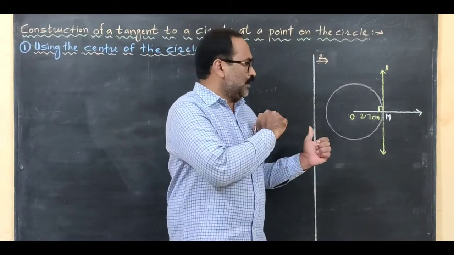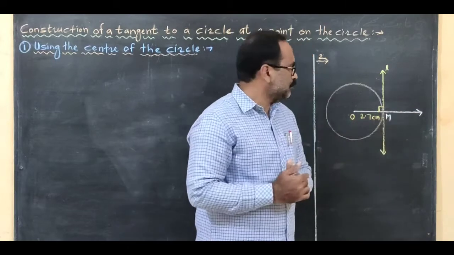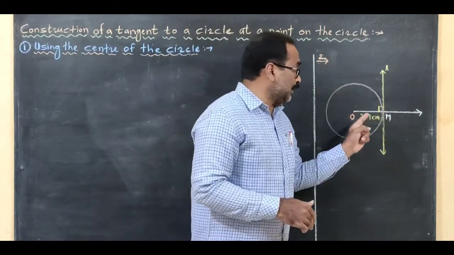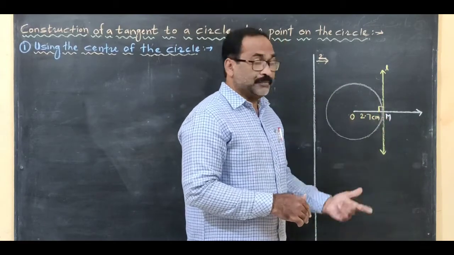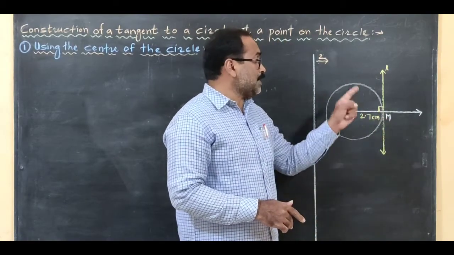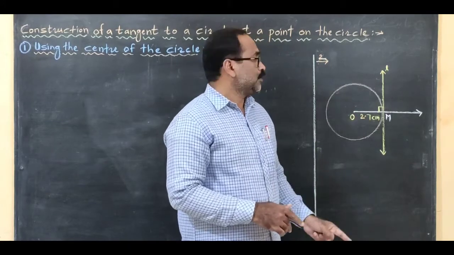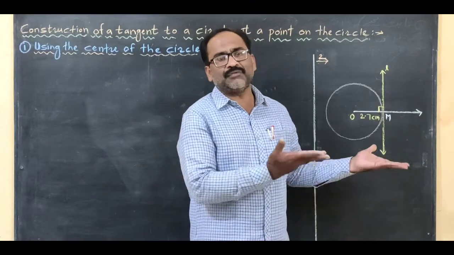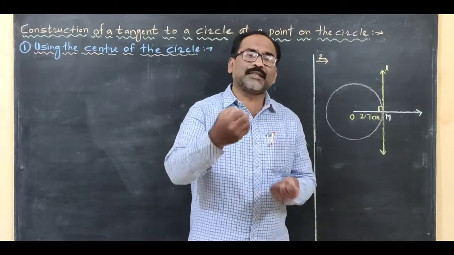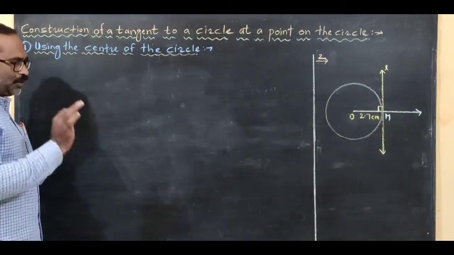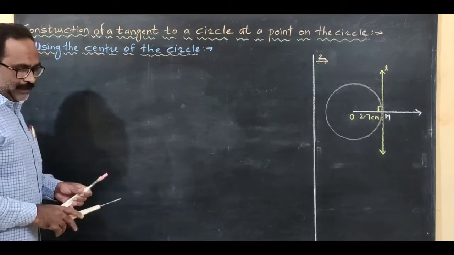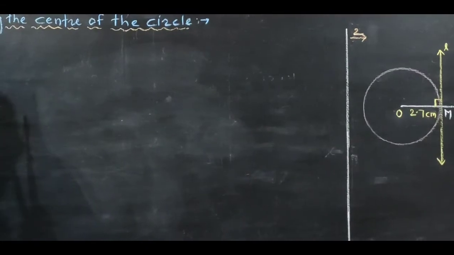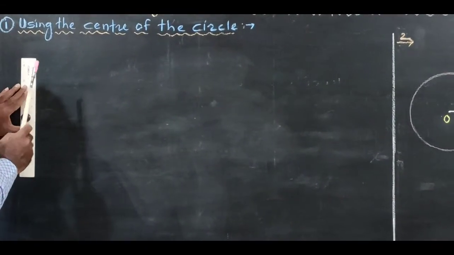And we draw a ray OM, and we draw a perpendicular to the ray OM passing through M. It is the line L which is the tangent of the circle from a point on the circle. So first we draw a circle of radius 2.7 centimeter. We take a distance of 2.7 centimeter in a compass.